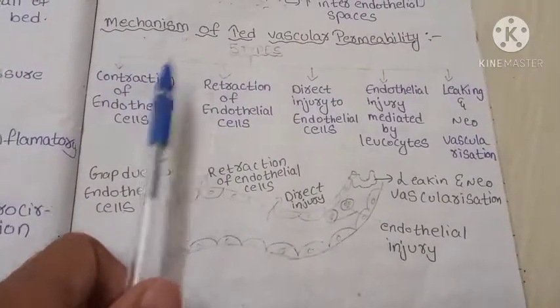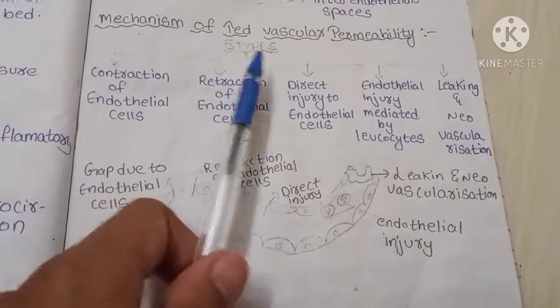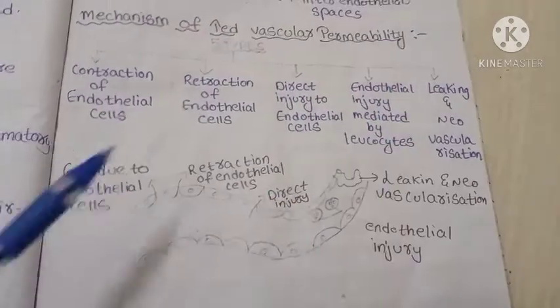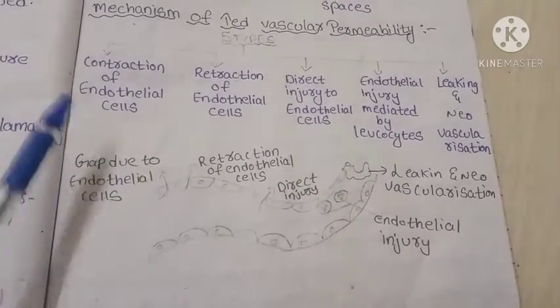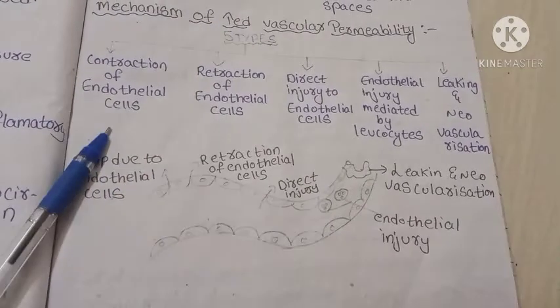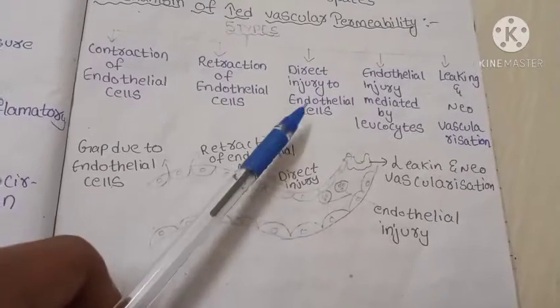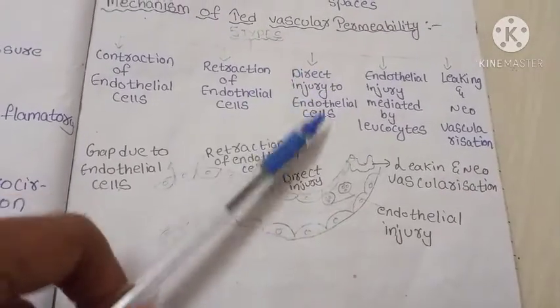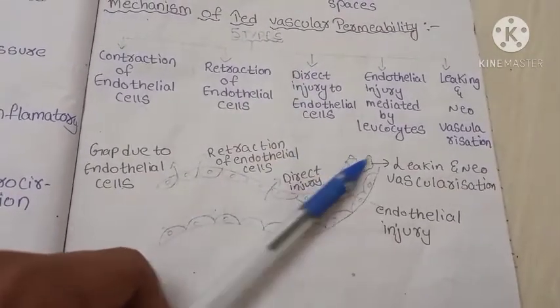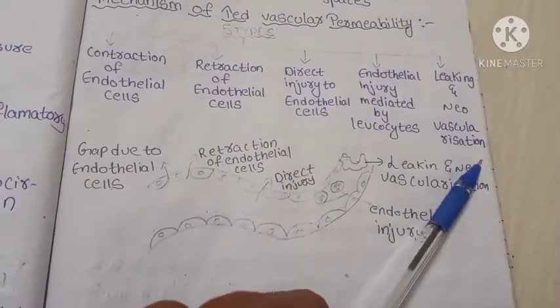Now we will see the mechanism of increased vascular permeability. Here we have 5 types of mechanisms. One is contraction of endothelial cells, retraction of endothelial cells, direct injury to endothelial cells, endothelial injury mediated by leukocytes, and leakiness and neovascularization.